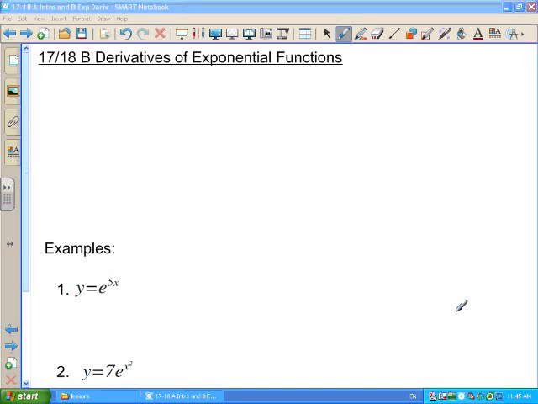So this is box B here, derivatives of exponential functions. If you watch the lesson for part A, we've already gone over this a little bit, but we know that if our function is e to the x, our derivative is also e to the x. So this is sort of the simplest derivative rule that you're going to have to know.